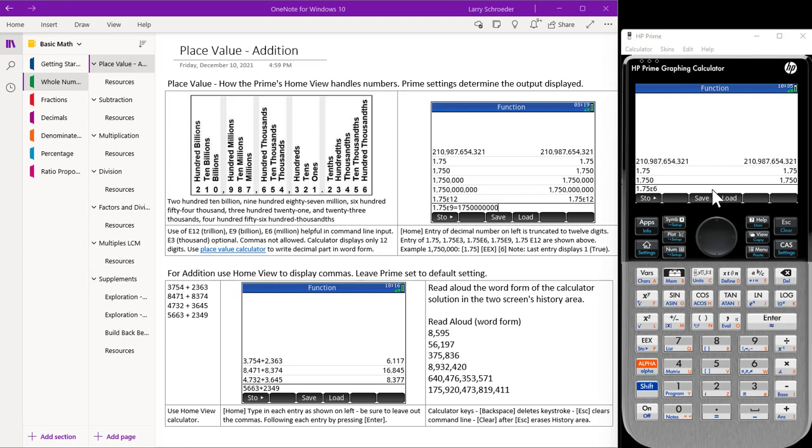Welcome to Arithmetic Fundamentals video on using the HP Prime for whole numbers. We will be looking at the OneNote file Basic Math.